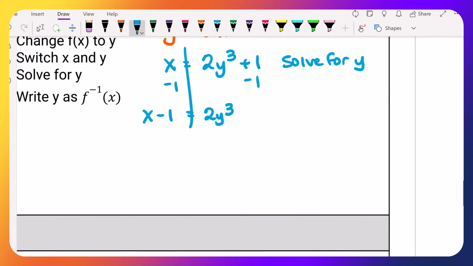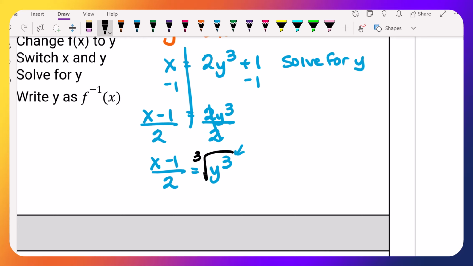Okay, so another thing that you need to pay attention to when you are multiplying and dividing, make sure that you divide the entire side. So it's going to be x minus 1 divided by 2 equals y to the third. Now I'm going to leave it just like this, except for I need to get rid of the cube. Hopefully you remember how to get rid of it. We are going to take the cube root. Just like multiplying and dividing, you want to take the cube root of the entire side.